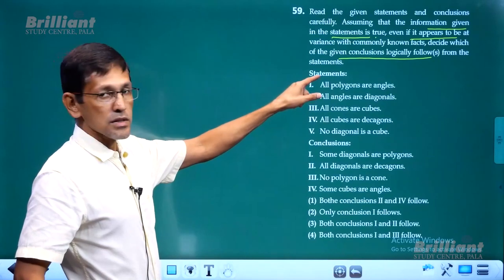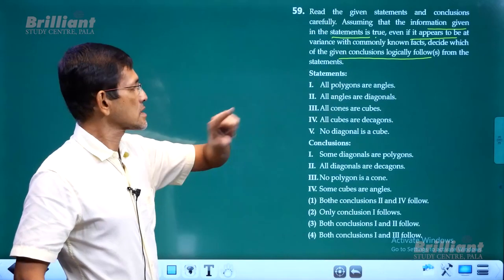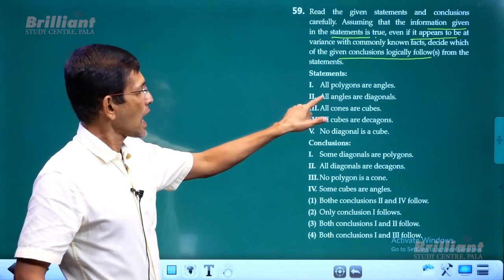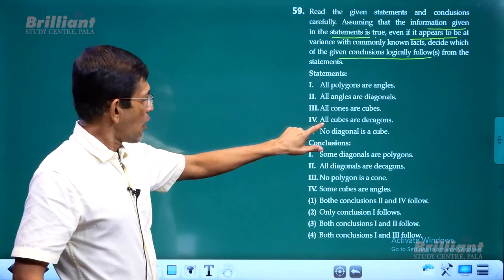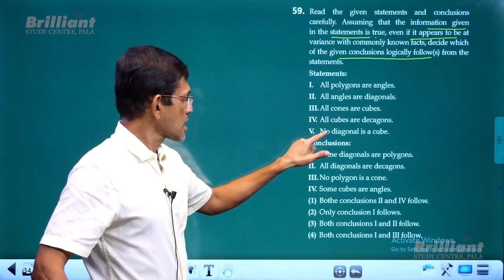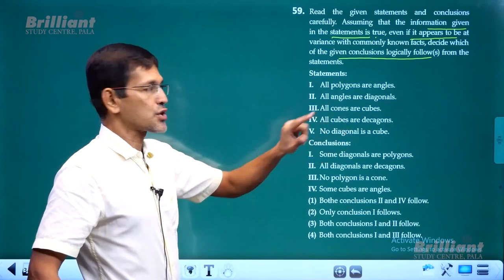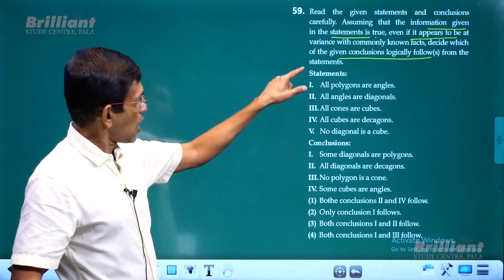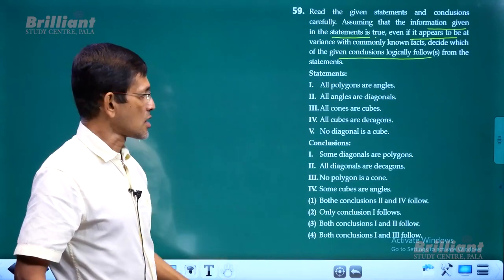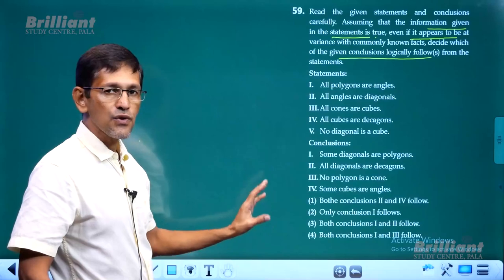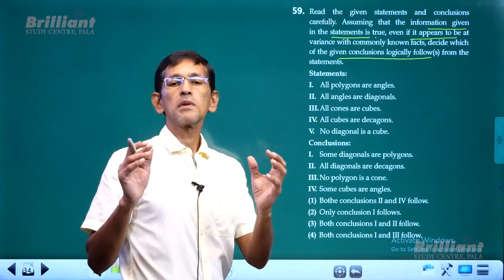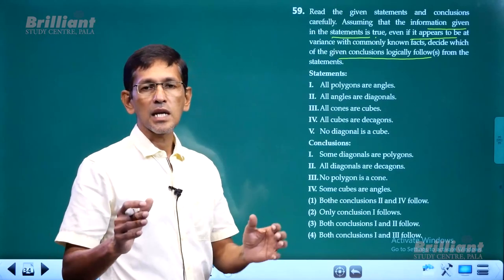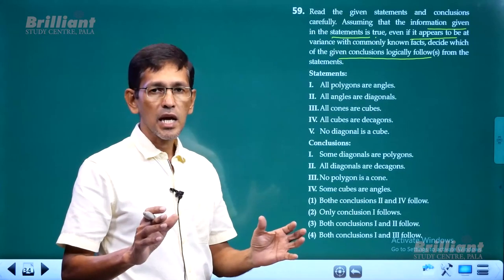So what are the statements here? All polygons are angles, all angles are diagonals, all cones are cubes, all cubes are decagons. No diagonal is a cube. So five statements are there. We need to draw the diagram for all those statements. What kind of diagram? A diagram with the minimum overlap. It is known as the basic diagram. So we are going to draw the basic diagram.